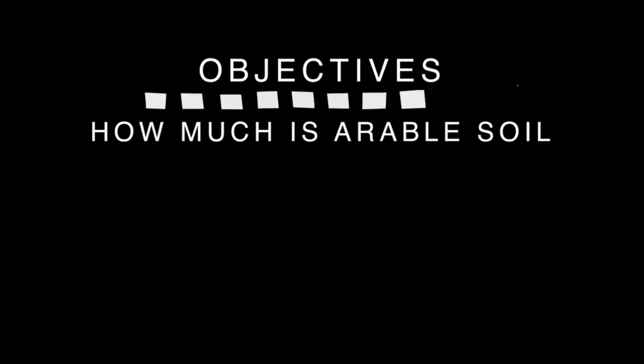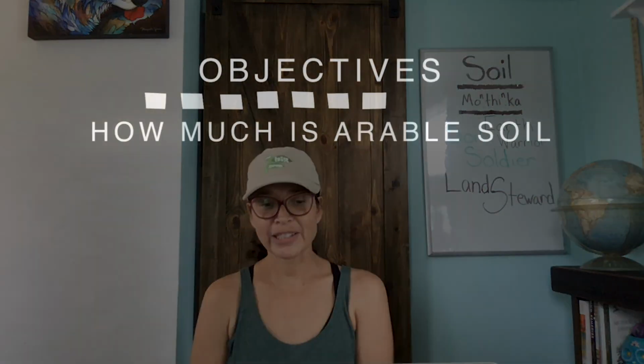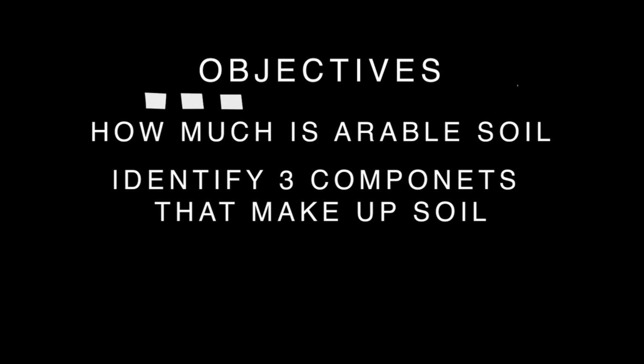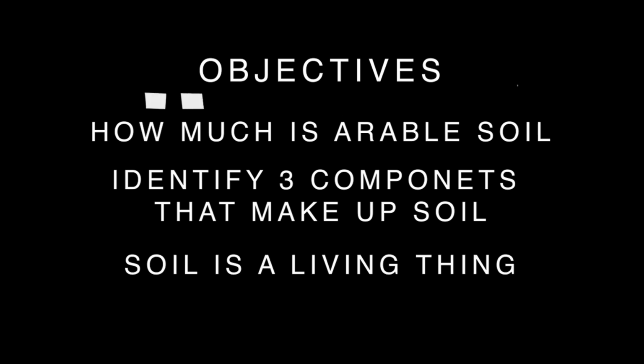And so here we go. Let's discover together how we can do that. We have 3 objectives today. Our first objective will be to learn how much of the earth's soil is arable soil. Arable means that soil that can actually grow food. Our second objective will be to identify the 3 components that make up all soils, which is sand, silt, and clay. Our third objective will be to understand that soil is a living thing that needs our care, and we'll talk about various ways that we can do that.